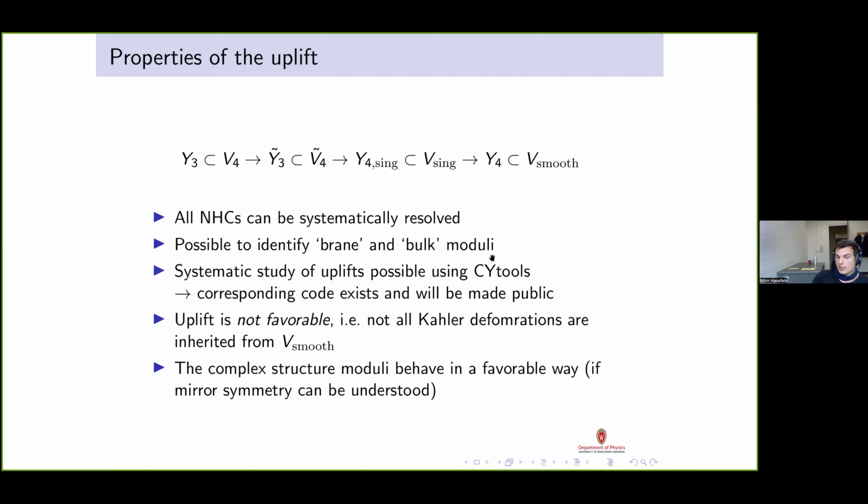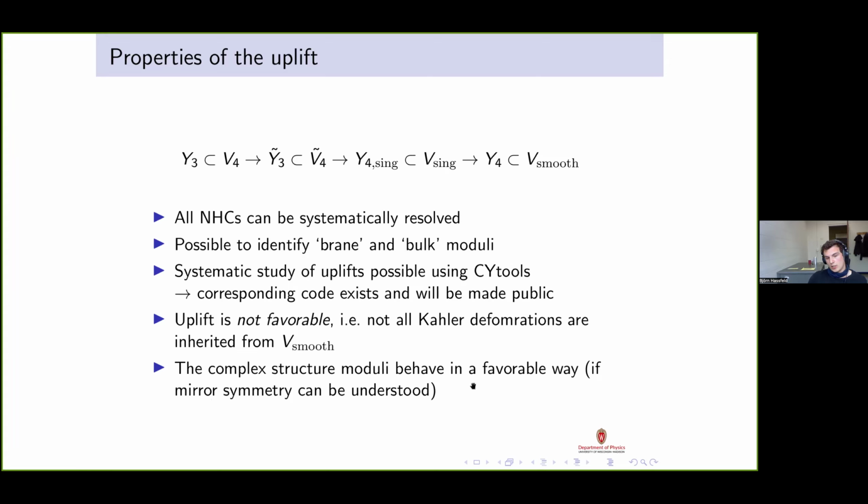In the regime we are working in, we can also from here identify which moduli correspond to the seven branes and which correspond to the bulk. So we can gain a geometric understanding of the moduli space. We can, of course, study not just one such model, but the software developed by the Cornell Group, CYTools, allows us to construct many models and analyze many models at the same time. And all these models have this feature that the uplift is not favorable. This is the thing I just explained before, that the Kähler moduli of the Calabi-Yau fourfold are not all inherited from the toric sixfold, but some of them are special moduli.